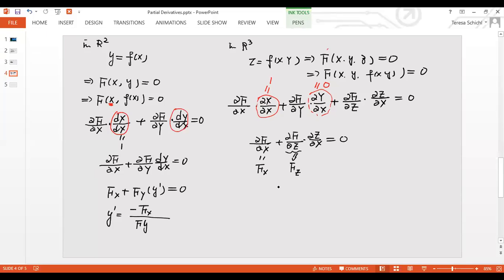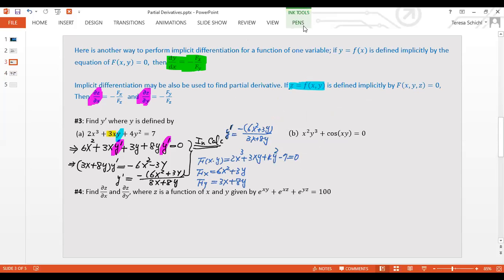Okay, so now finally you get ∂z/∂x, right? So it will be equal to what? F of x over F of z, with a negative sign, right? The same way you can get ∂z/∂y is equal to the negative of F of y over F of z here. Okay, so that is what this equation tries to show you here. It's an easy way to do the implicit differentiation.